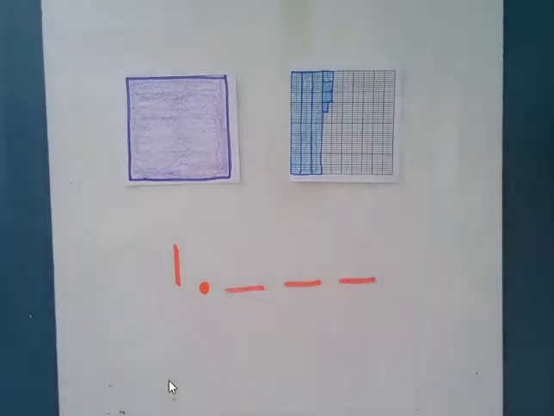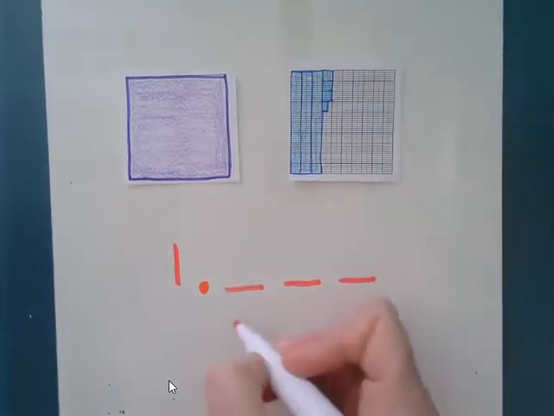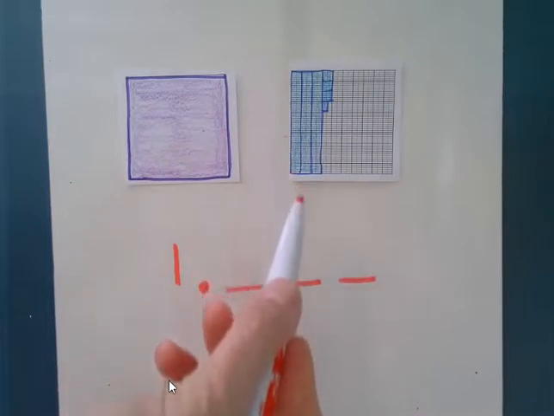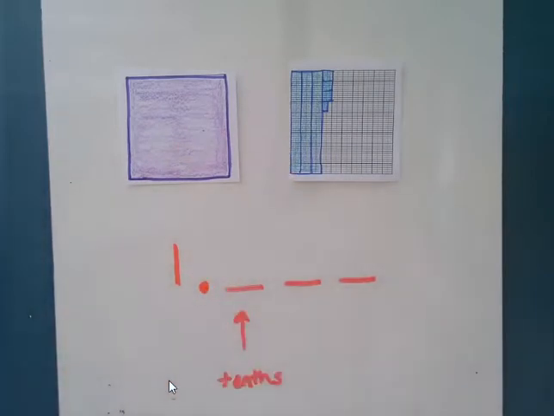So the first thing I want to do is look at my tenths place. And I want to ask myself, how many whole rows of 10 do I have? Whole rows. Think to yourself how many I have.